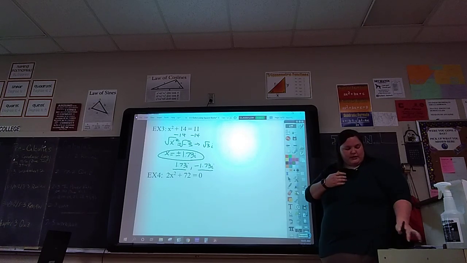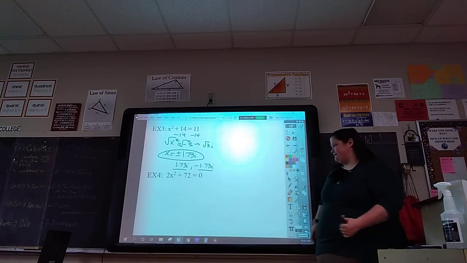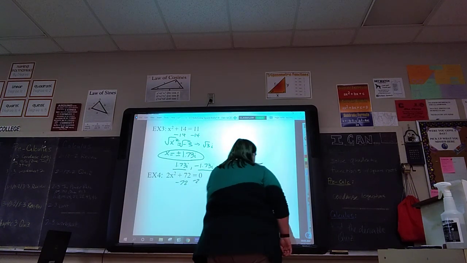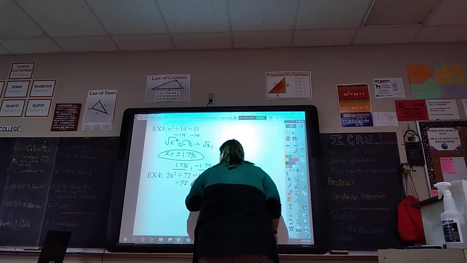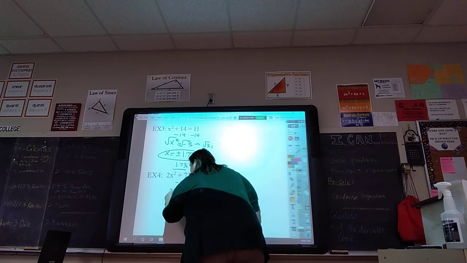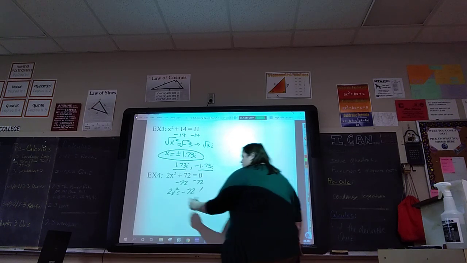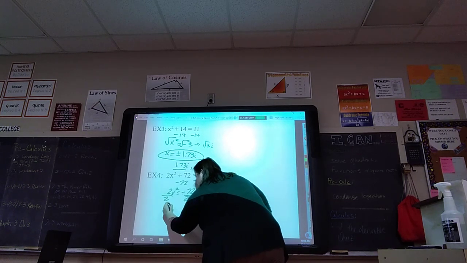Oh wait, last one. What should we do first? Subtract 72. So we have 2x squared is equal to negative 72. Then what do we do? Divide by 2. Divide by 2, which is negative 36. Yep.